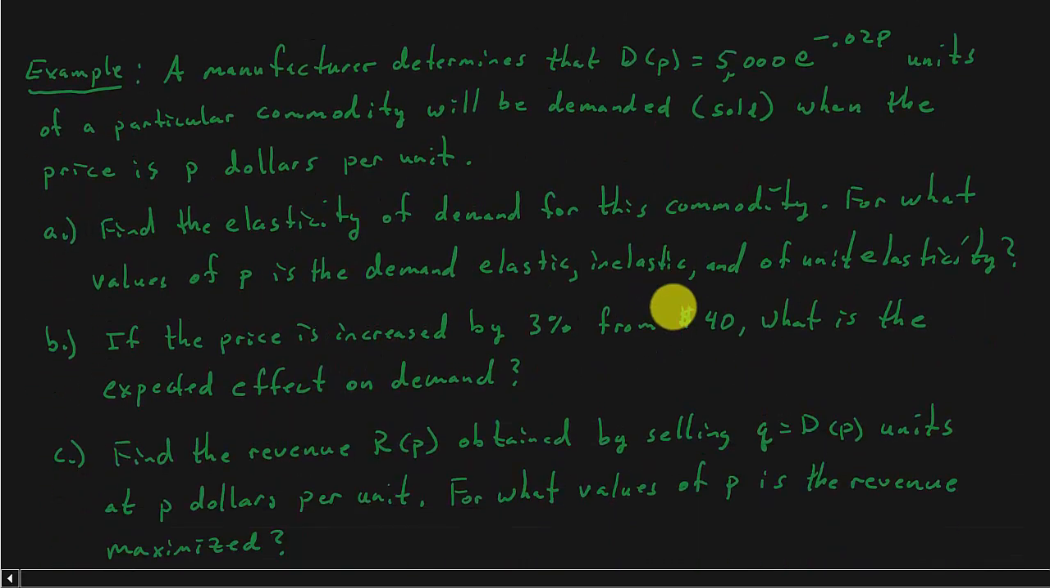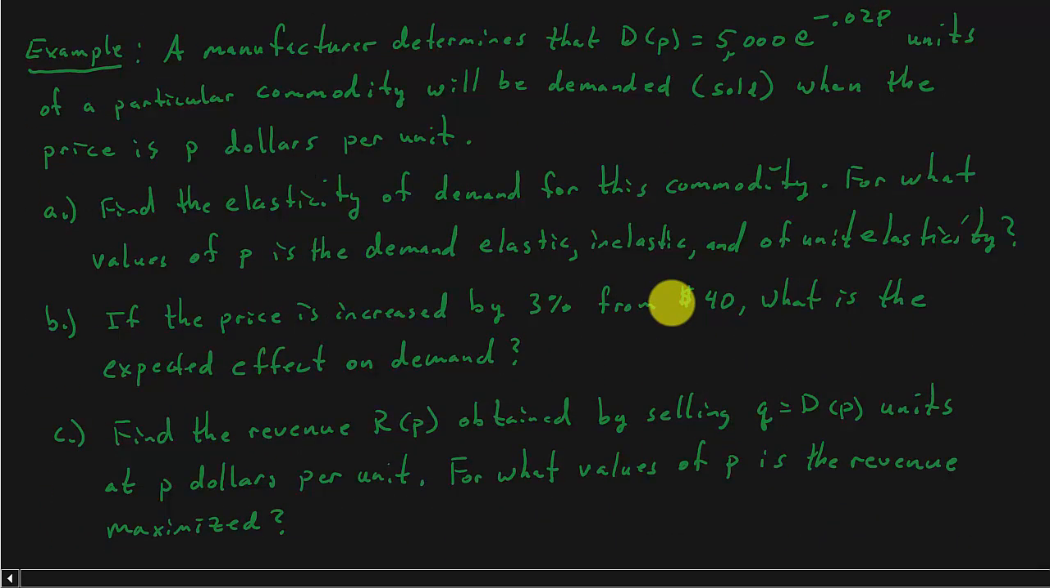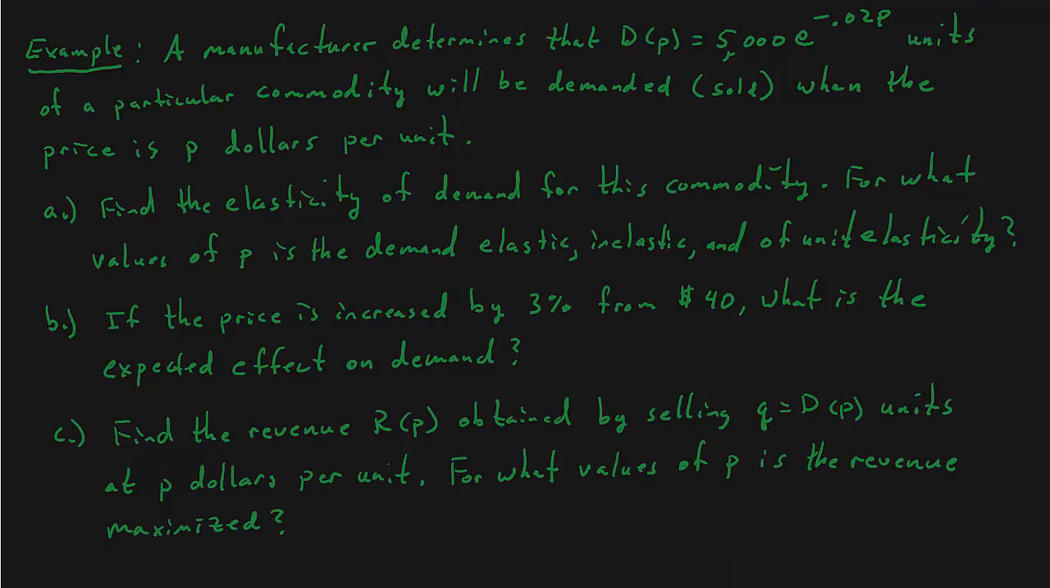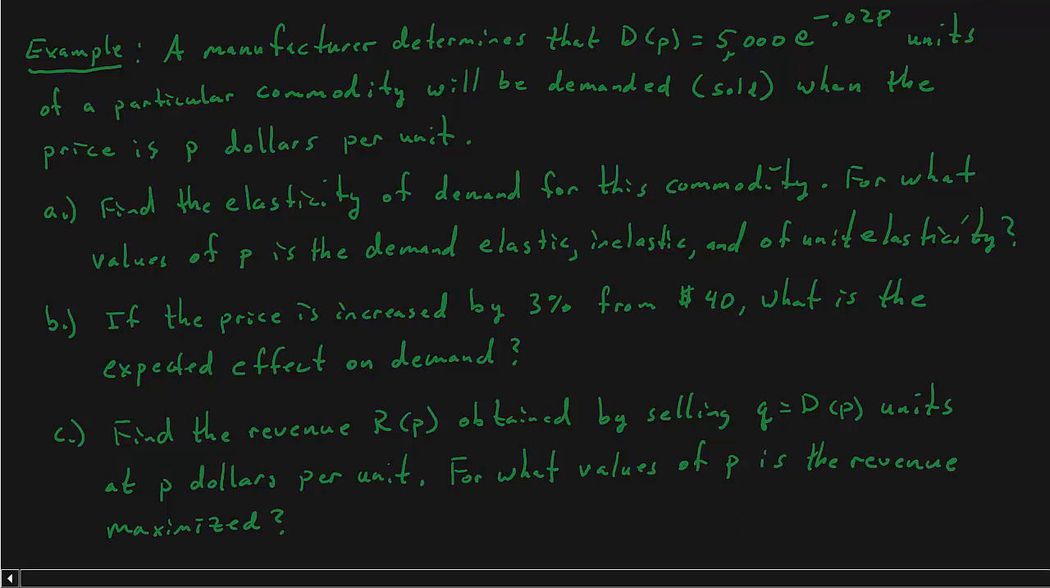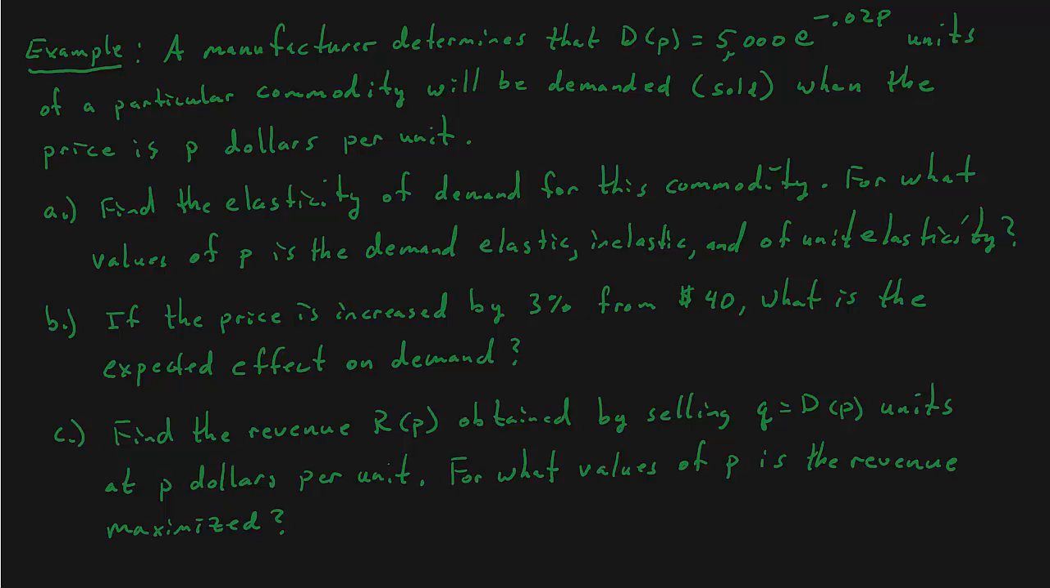All right. Now, let's look at this problem. This is a nice, long, nasty problem. Let's see what we've got here. All right. It says a manufacturer determines that D of P equals 5,000 e to the negative 0.02 p units of a particular commodity will be demanded or sold when the price is p dollars per unit.